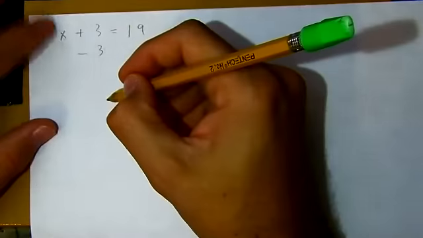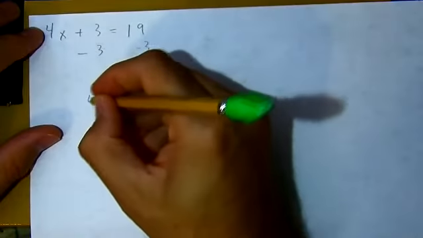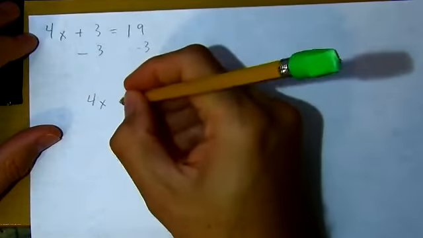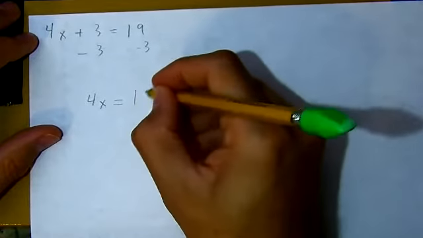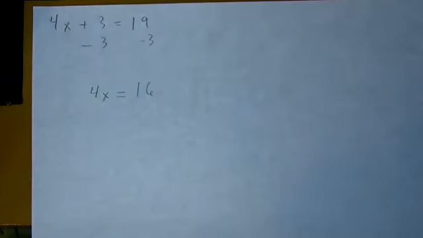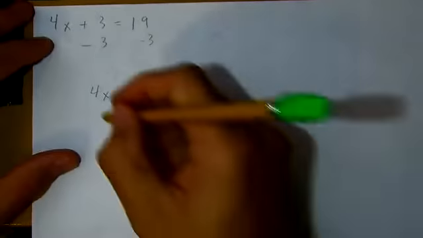Now instead of just an x coming down like normal, we bring down the 4 with the x because we didn't do anything to the 4. The equal sign, subtract here, you get 16. Now we're right back at a one-step algebraic equation. So all you're doing is 2 one-steps in a row. You just have to know which one to do first.